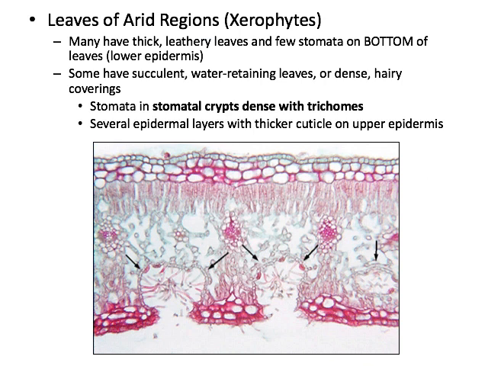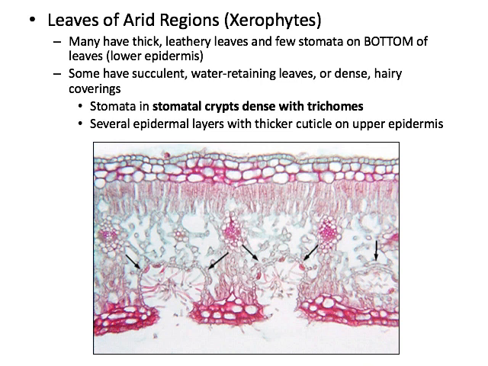Now, some leaves are more unique. If the mesophytic leaf is the standard, the next two examples are the extreme leaves. So leaves that grow in deserts or other arid regions are referred to as xerophytic leaves, or we refer to the plant as a xerophyte. Many of these leaves have thick, leathery leaves and very few stomata that are always found on the bottom of the leaf, which is to say the lower epidermis.